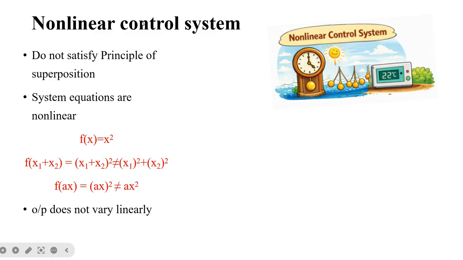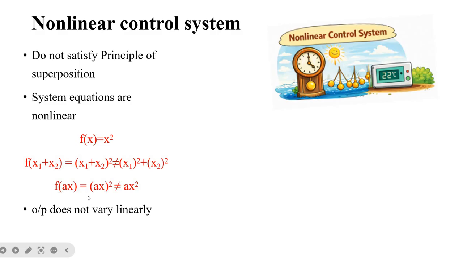A system is said to be a non-linear control system if it does not satisfy the principle of superposition, whereas linear was satisfying the principle of superposition. And the system equations are non-linear in nature, that is f of x is equal to x square. If you have f of x1 plus x2, it will be of the form x1 plus x2 whole square, which is not equal to x1 square plus x2 square. Actually it should be like this, but we are getting this.